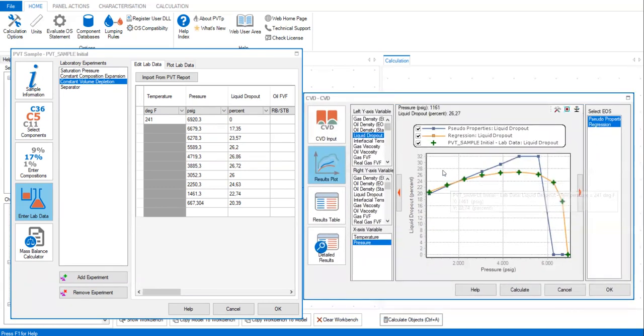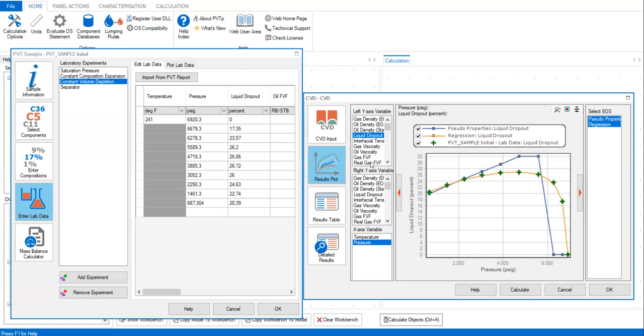You can see that the matching for the liquid dropout is very good. Although the pseudo properties fluid model failed in matching the exact value of the lab data of CVD for the liquid dropout, after regression, although we didn't include the liquid dropout data from CVD in the regression process, we can still reproduce a predicted liquid dropout that is very close to the lab data. All right, so that's for the liquid dropout.